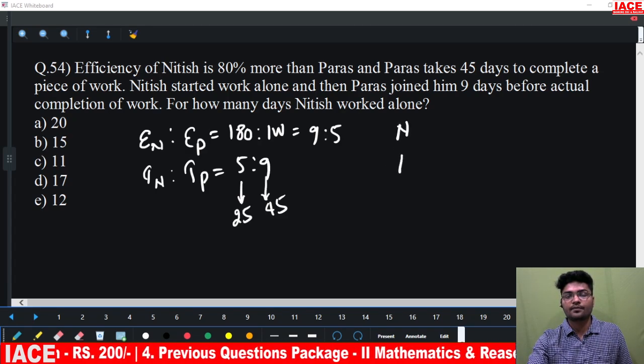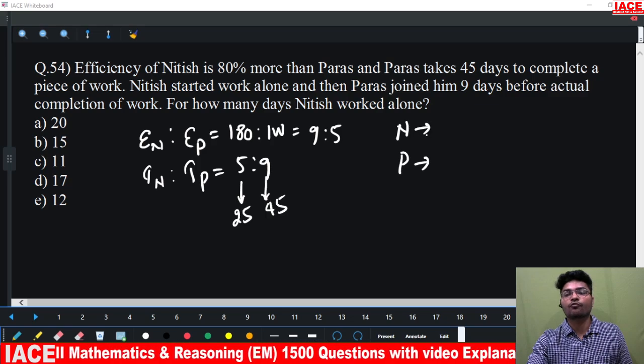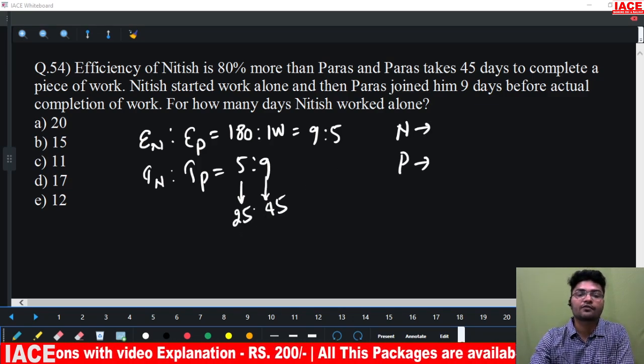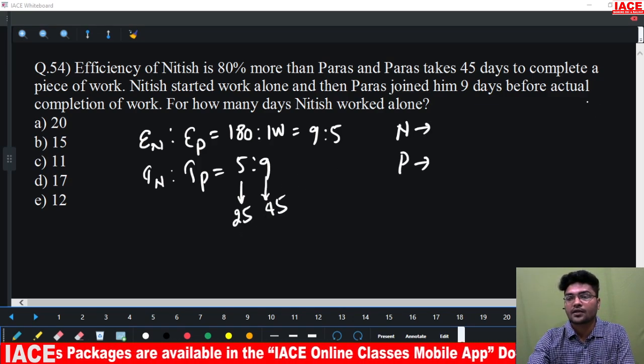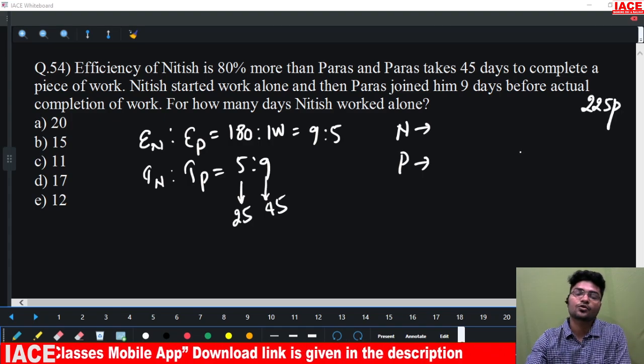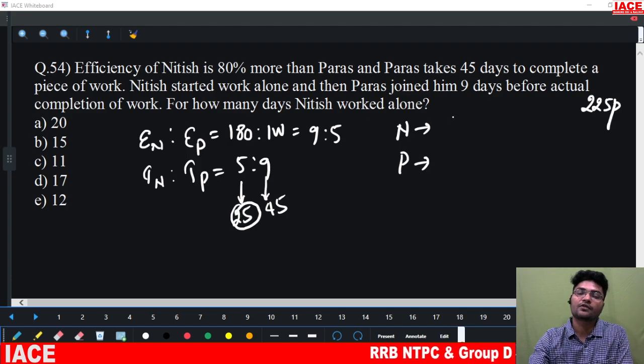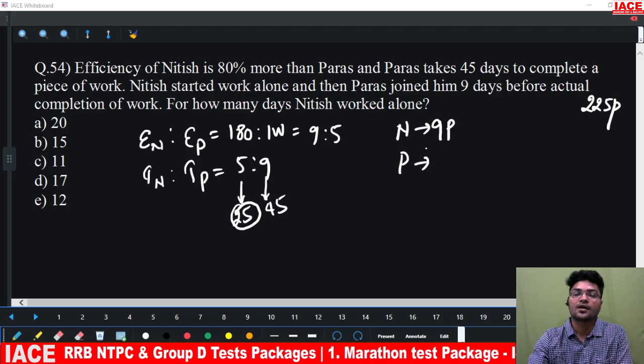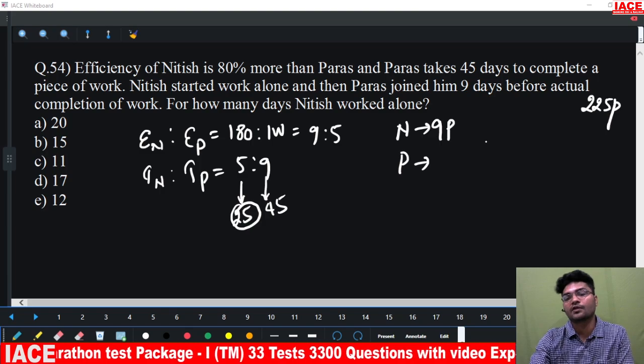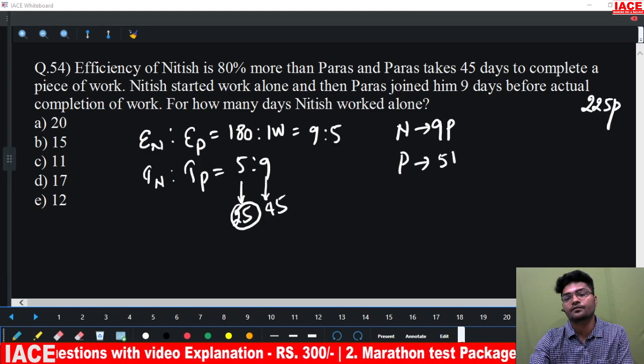Now Nitish and Paras, how much work do they do in one day? 25 and 45. If I take the LCM, I'll get around 225 parts. This is our total work. Nitish does it in 25 days, 225 means one day it will be 9 parts. Paras in 45 days does 225, means one day he will do 5 parts.